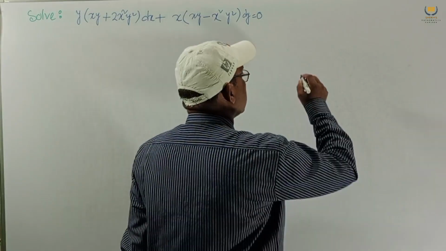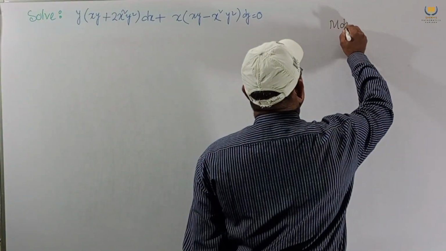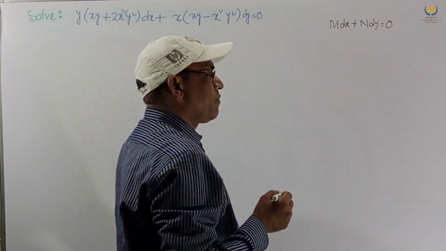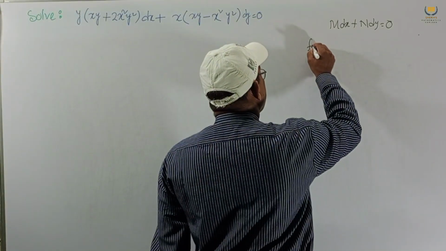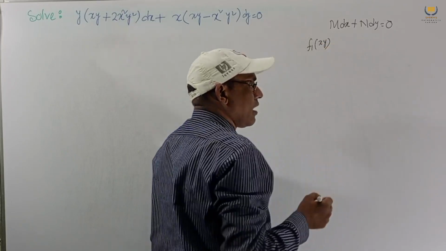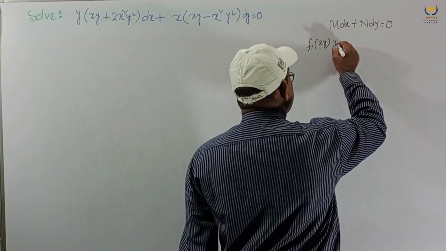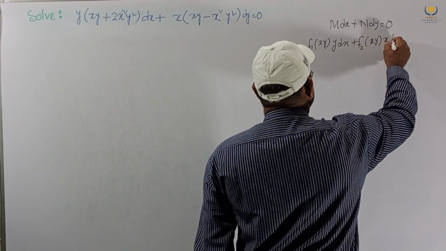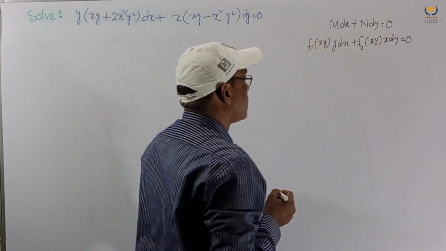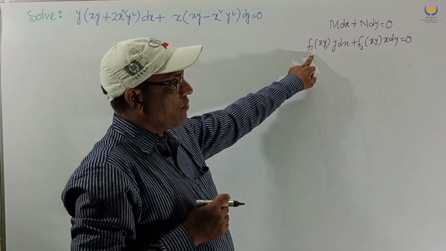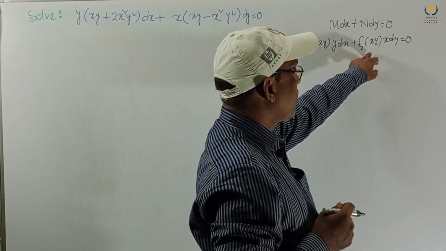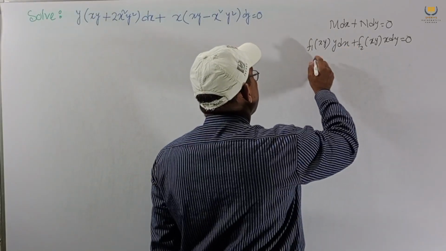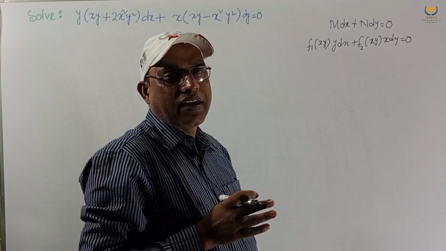If the equation M dx plus N dy equal to 0 is in the form of f1(xy) dx plus f2(xy) dy equal to 0. So if the equation is in the form f1(xy) dx plus f2(xy) dy, then for solving this problem, obviously this equation is not exact.